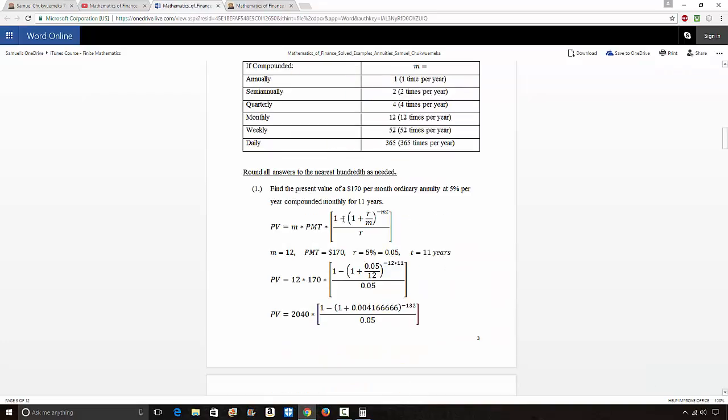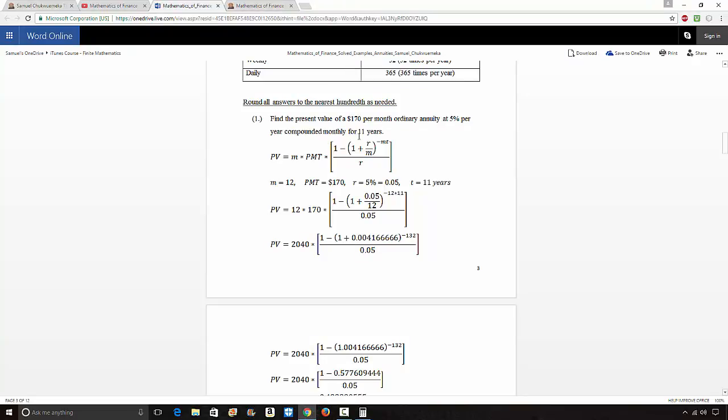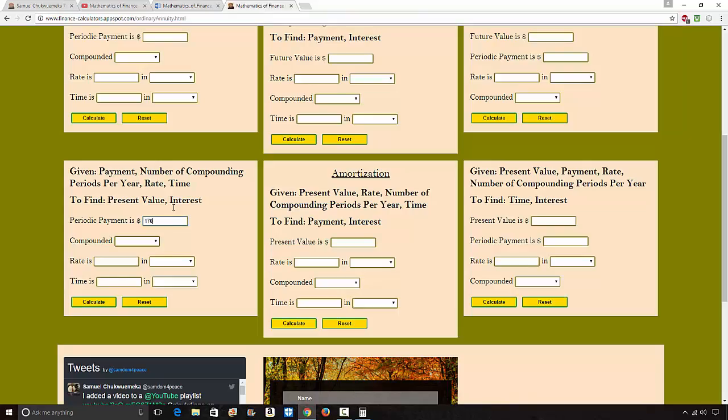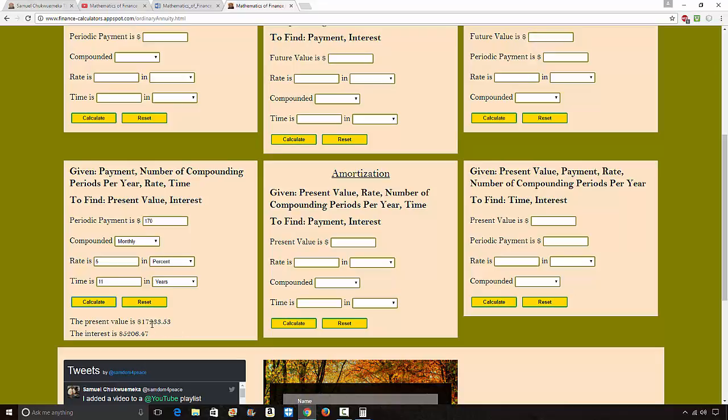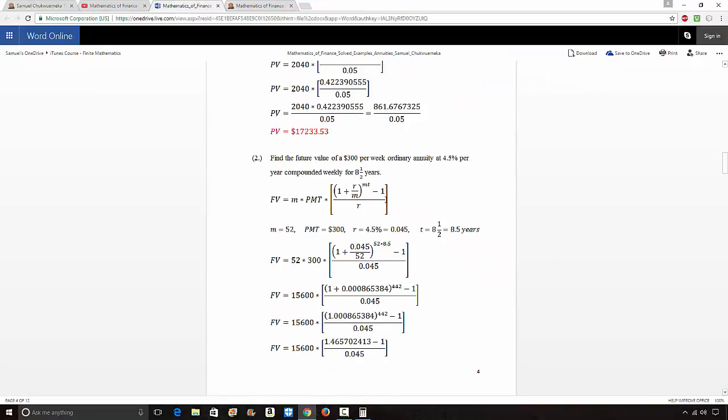So the periodic payment here is 170 per month. I put 170. It is compounded monthly for 11 years at 5% per year. So compounded monthly, the rate is 5%, and the time is 11 years. And that gives us the same thing here, the present value right here. Okay. The next one is finding the future value. And this is the formula we shall use here.